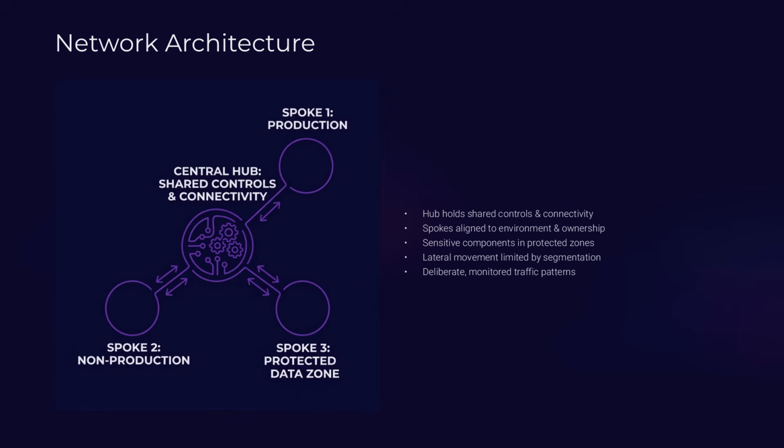You choose hub and spoke, so shared controls and connectivity live in the hub, while workloads live in spokes aligned to environment and ownership. You apply segmentation so sensitive components such as data stores and key services are in protected zones, and lateral movement is limited. You design controlled inbound and outbound traffic patterns, so exposure is deliberate and monitored, rather than accidental. Leaders care because this reduces incident impact and supports compliance. Architects care because it creates predictable routing and supports private access patterns consistently.